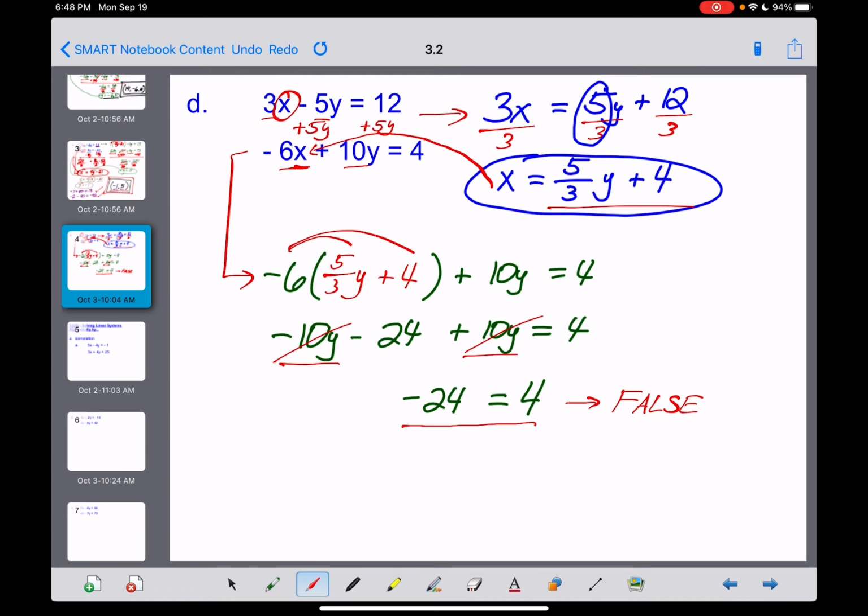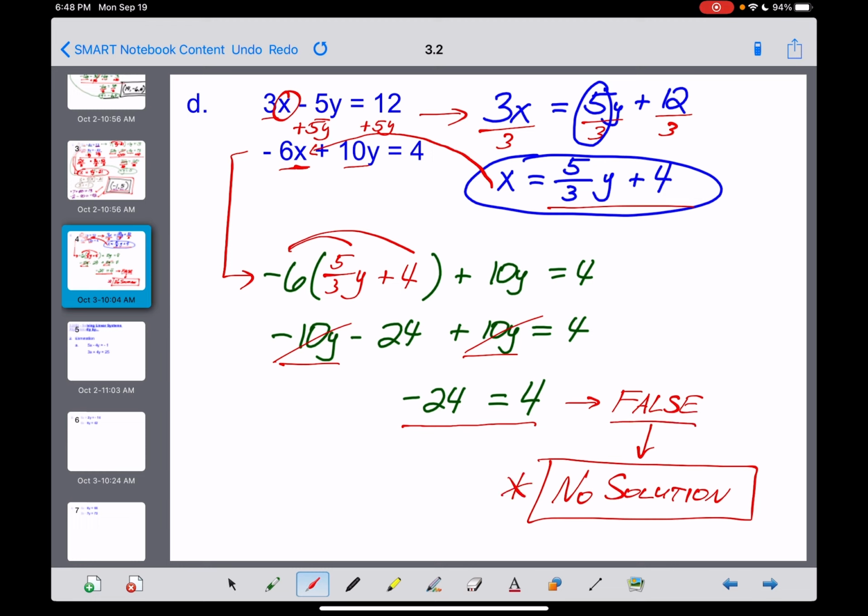When that happens, everybody, when all your variables drop out and you're left with a false statement, then this right here is another case which we talked about back in section 3.1 of having no solution to a system of equations. All right, so this is the answer here, not false. That's just something you use to get to the answer. But the answer is that there is no solution to this system of equations.